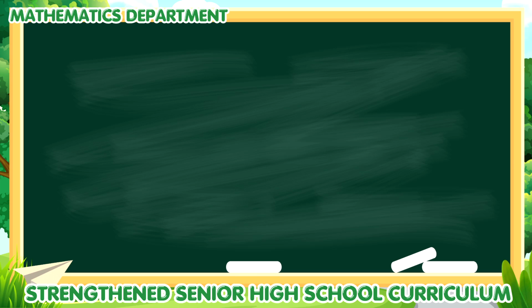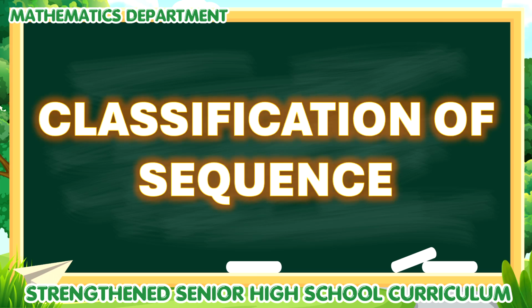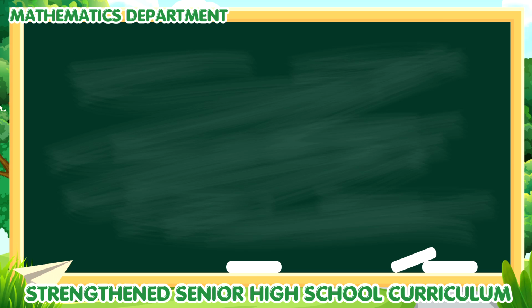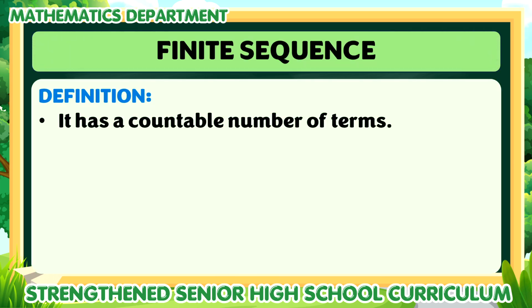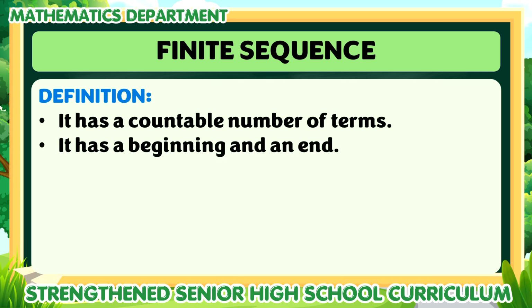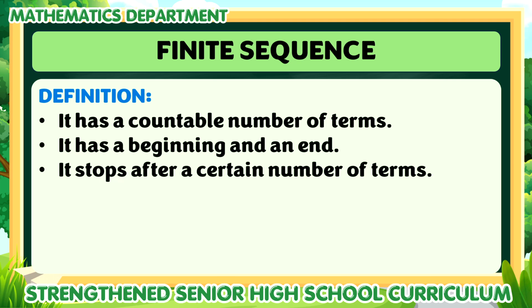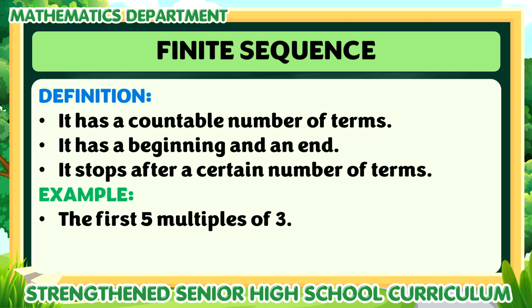Now, sequences can be classified as finite or infinite. For finite sequence, we define that one as a sequence which has a countable number of terms. It has a beginning, it has an end. It stops after a certain number of terms. So for example, the first 5 multiples of 3. So the first 5 multiples of 3 are 3, 6, 9, 12, and 15. So we ended our sequence after the first 5 multiples.